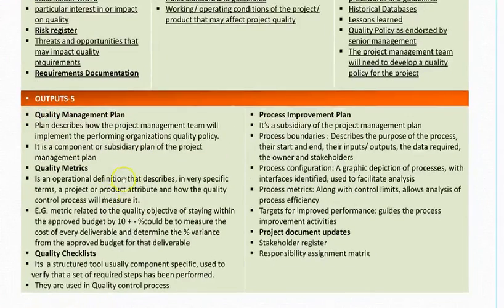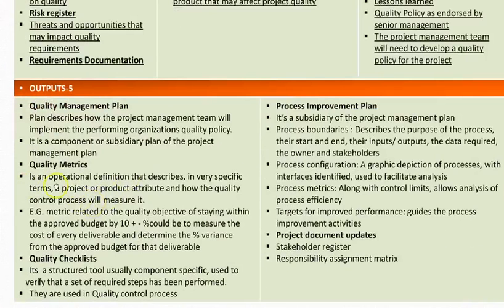Then we get quality metrics. It is an operational definition that describes in very specific terms a project or product attribute and how the quality control process will measure it. Then we have the checklists. It is a structured tool, usually component specific, used to verify that a set of required steps have been performed. They are used in the quality control process.